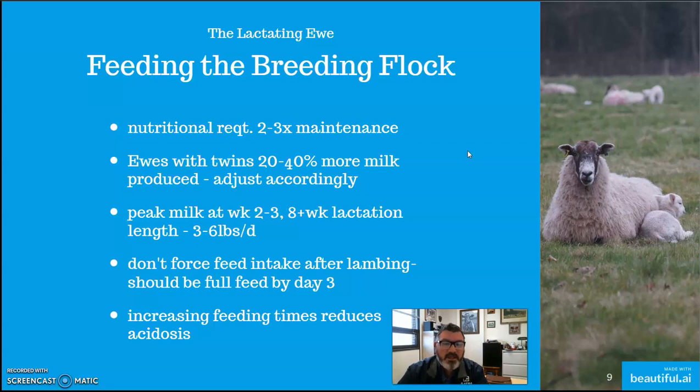So increasing feeding times reduces acidosis risk. So if we're supplementing them with a decent amount of grain, then you have to split that out a little bit, and that will decrease your acidosis risk factors.